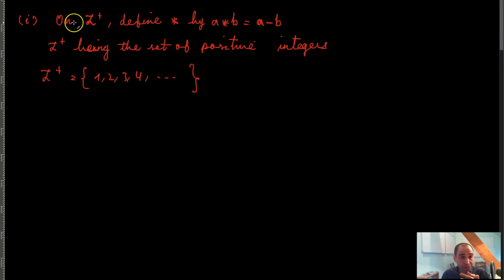so basically on Z plus, which is the set of positive integers, essentially this set here, we want to define star by A star B is equal to A minus B. And we want to know basically whether star is a binary operation. Is star a binary operation?